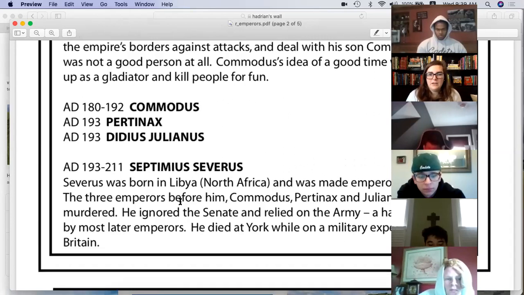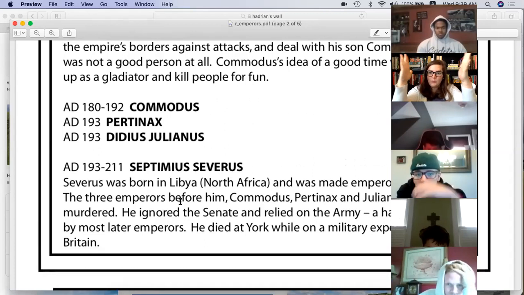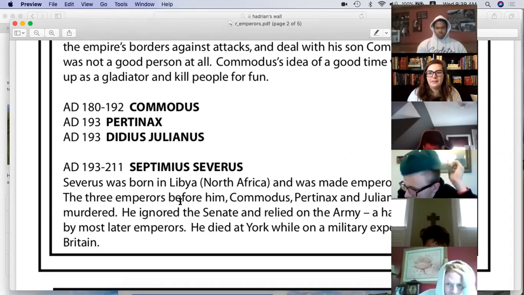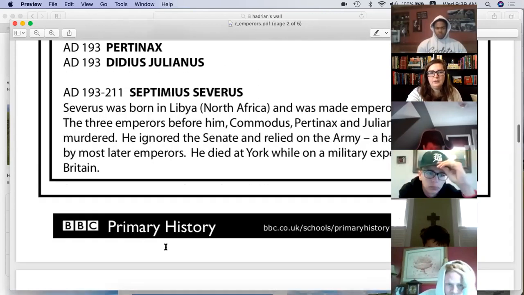Severus was born in Libya and was made emperor by the army. The three emperors before him, Commodus, Pertinax, and Julianus, were all murdered. He ignored the Senate and relied on the army, a habit followed by most later emperors. So he's getting rid of the Senate, that age-old pinnacle of Rome, and instead this is really a military state. He died at York while on a military expedition to Britain.